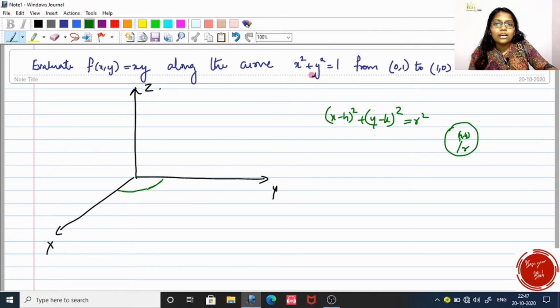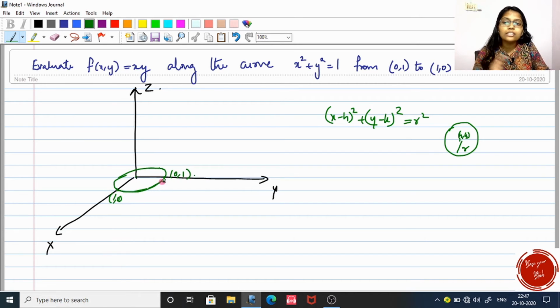Also, since this circle has the variables x and y in it, this circle is lying on the xy plane, not having any height along the z axis. Also the radius is 1. So this is actually x comma y. So 1, 0 is this point and this point is 0, 1. We do not consider the z coordinate. Fine. Now this is your curve.